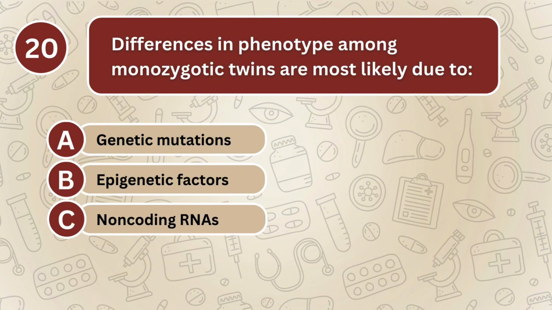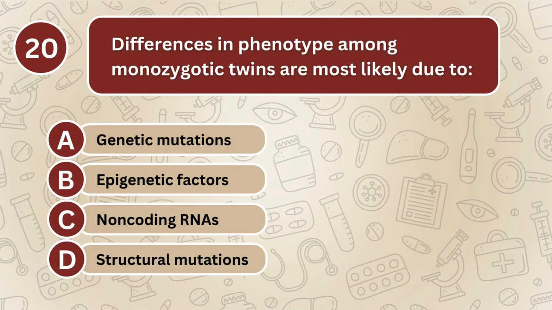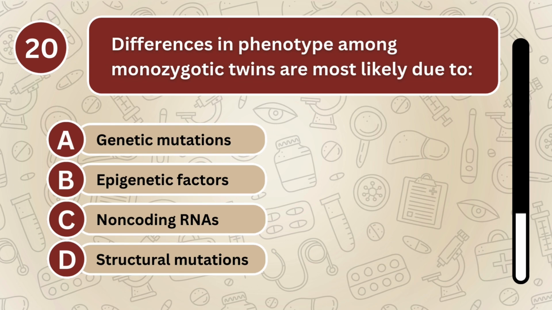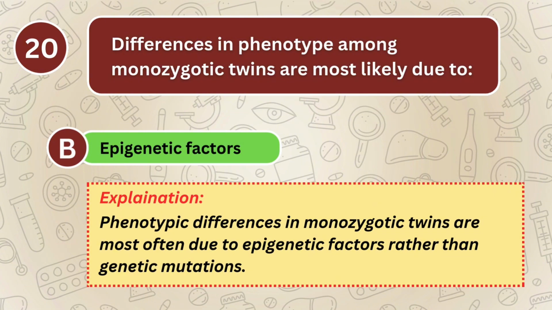Differences in phenotype among monozygotic twins are most likely due to A. genetic variations, B. epigenetic factors, C. non-coding RNAs, or D. structural mutations. Correct answer is B. Epigenetic factors.